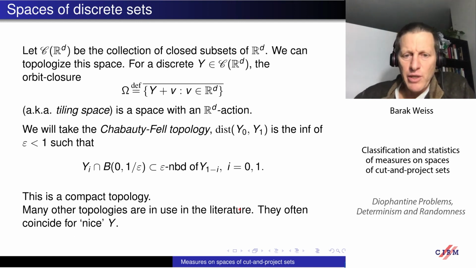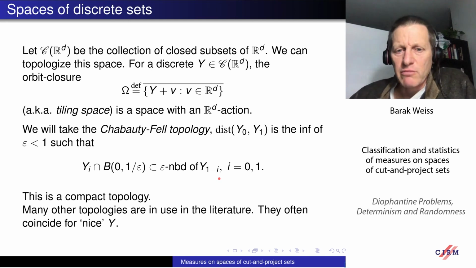The distance between two sets that are close to each other, so the sets here are Y0 and Y1, they're both closed sets. The 1 minus I here just flips between 0 and 1. So Y0 is close to Y1 if, when you intersect with this large ball around the origin, epsilon is a small number, so this is a large ball, you take the intersection of Y1 with a large ball around the origin, every point you see is within epsilon of a point of Y0. And this also holds when you flip the roles of Y1 and Y0. Okay, so this is an obvious natural metric on spaces of sets.